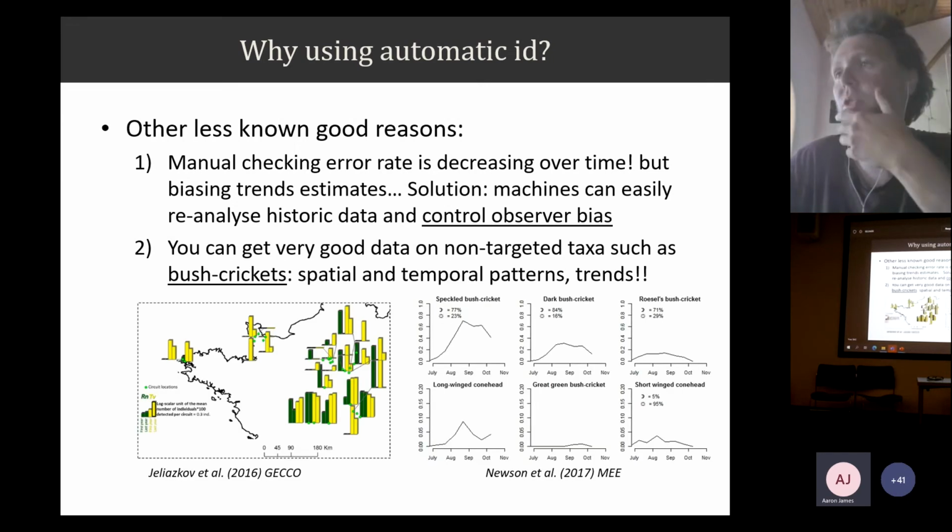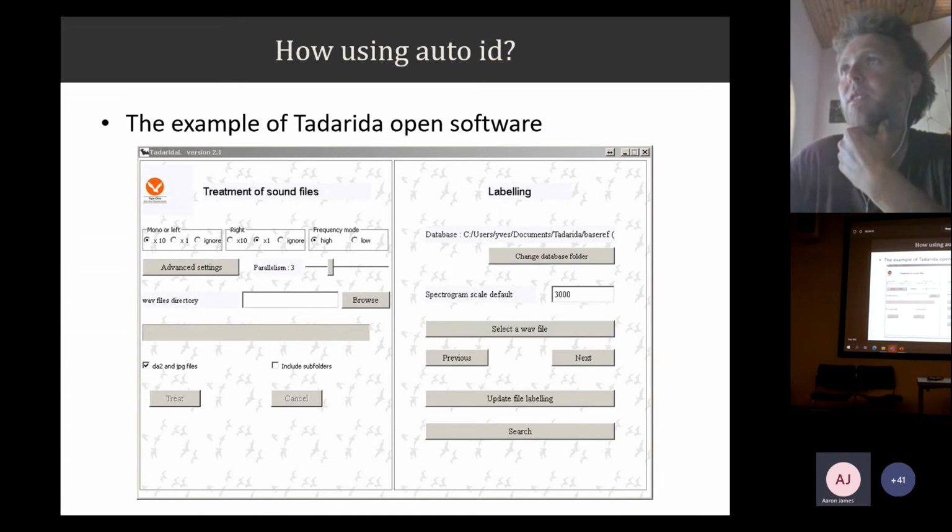And the other good thing is to be able to get data from the non-targeted taxa, in which not so many people are interested, like the bush crickets, for example. And we work with Stuart Newson on that.